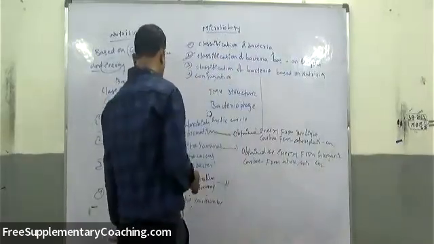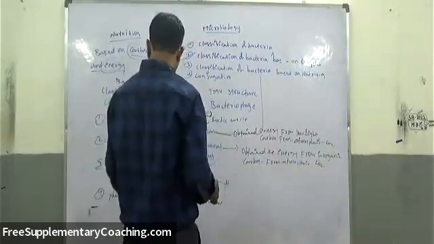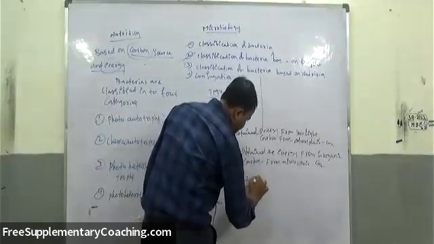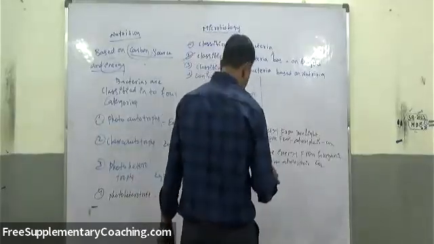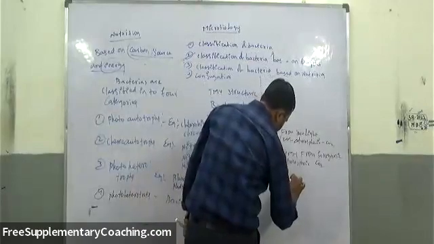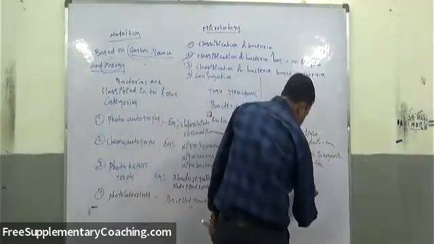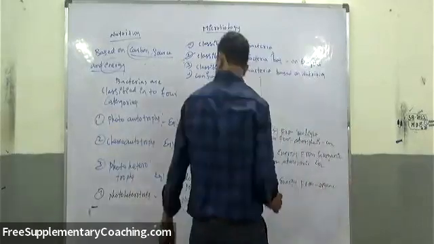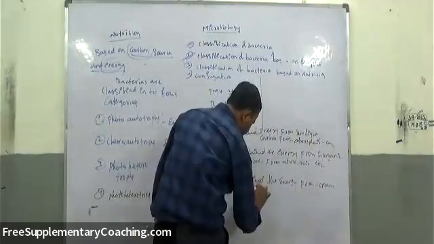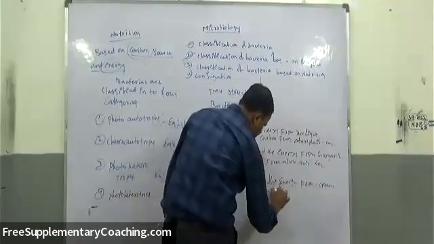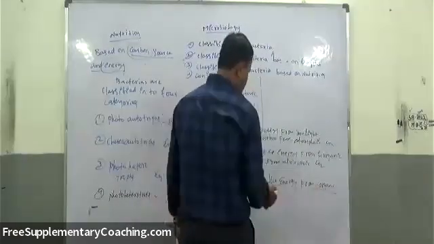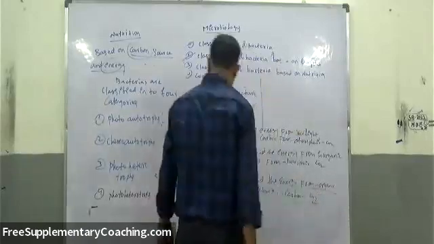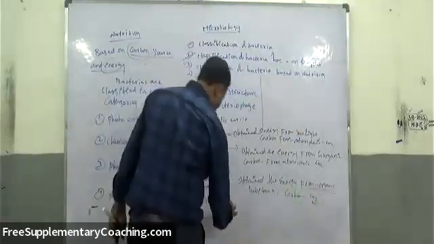Photoheterotrophs obtain the energy from where? They obtain the energy from sunlight and the carbon from organic substances. Organic substance for carbon and energy from sunlight. Then chemoheterotrophs.